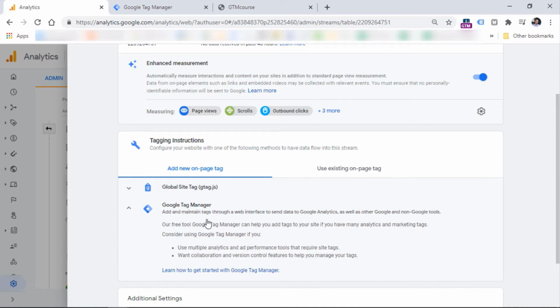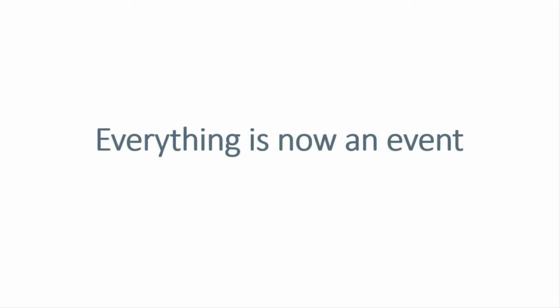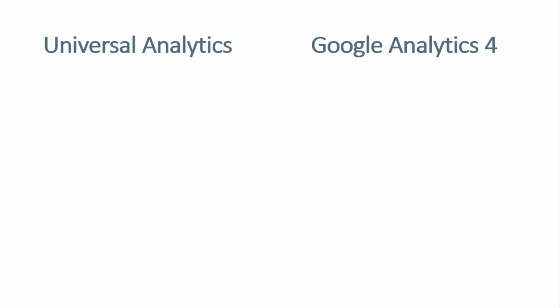And in the upcoming videos, I will show you how to do that. If you are familiar with the previous version of Google Analytics, you know that there were various hit types like page views, events, social interactions, and all the other stuff. But right now in Google Analytics 4, everything is an event. So here is a quick comparison of hit types in Google Analytics 4 and the previous version.